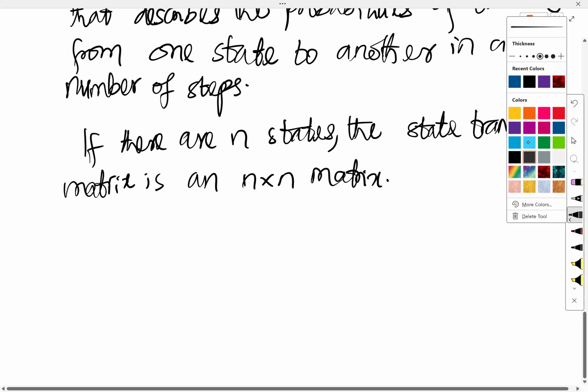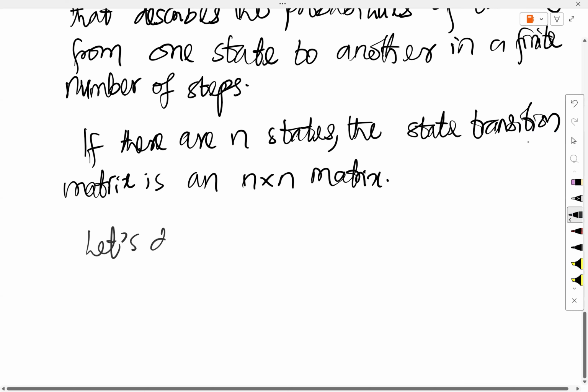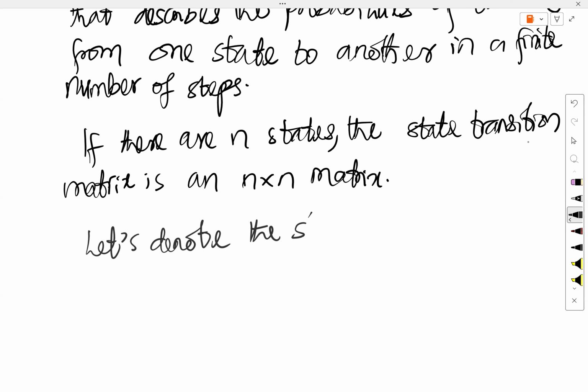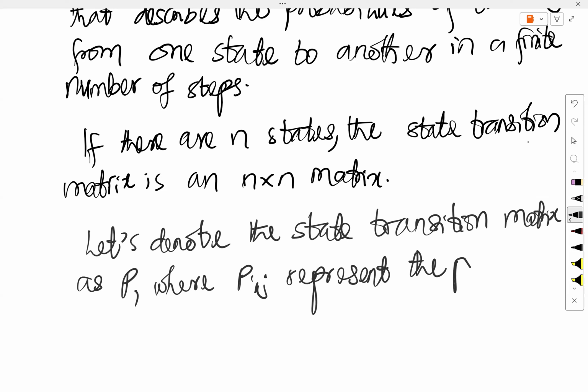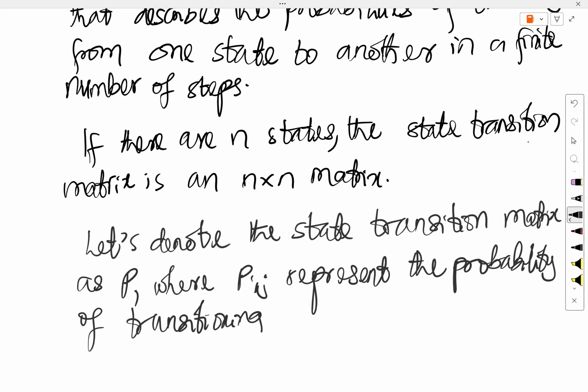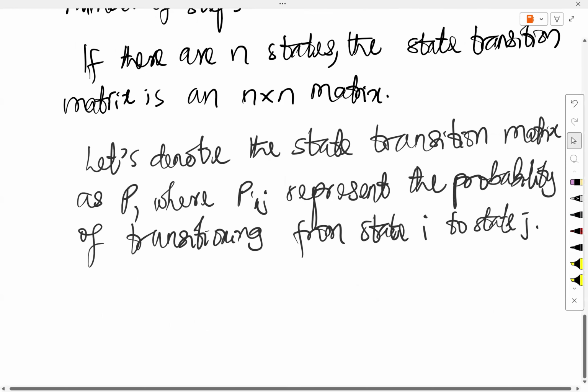So let's denote the state transition matrix as P, where Pij represents the probability of transitioning from state i to state j. That's a movement from one state to another.